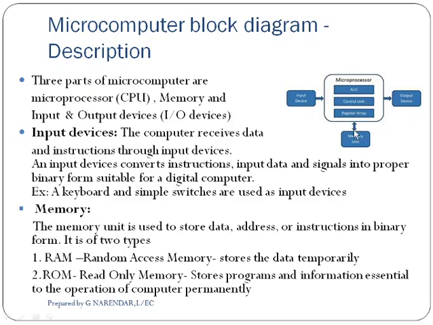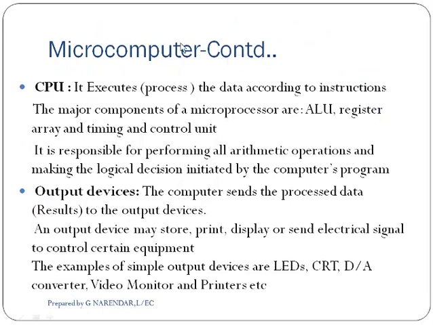So after storing the data and instructions in the memory unit, what is the next step? Those data and instructions must be taken by your microprocessor, that is the CPU. It will take the data from the memory, and it will also take the instructions. Data means here, in our example, the decimal number 2 and decimal number 3, which are stored in binary form.